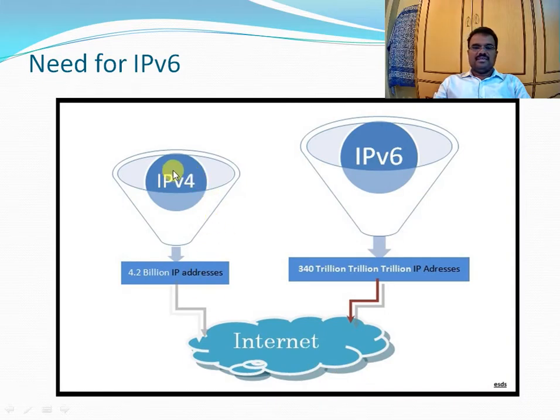So here we see IP version 4 has 4.2 billion IP addresses, whereas using IP version 6, 340 trillion IP addresses are available. Such a huge number is possible because IP version 6 uses 128 bits to identify each and every device in the network, whereas IP version 4 uses a 32-bit addressing scheme to identify each and every device in the network.